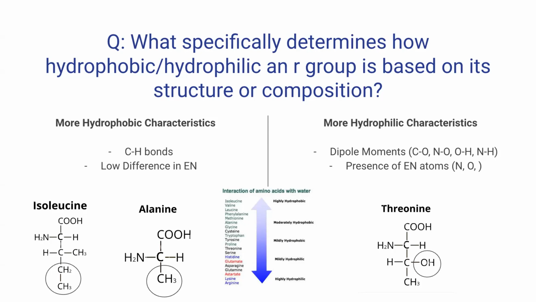And then a more hydrophilic characteristic is the presence of these dipole moments. So electrons being more likely to hang out around one atom is going to make it a dipole moment. So in threonine, we have that OH group. That oxygen is pulling those electrons towards it a little bit more. So it has that negative dipole on the oxygen. Does that sound good?